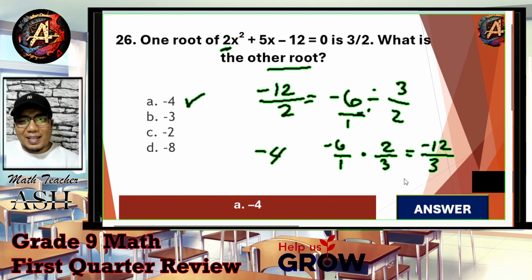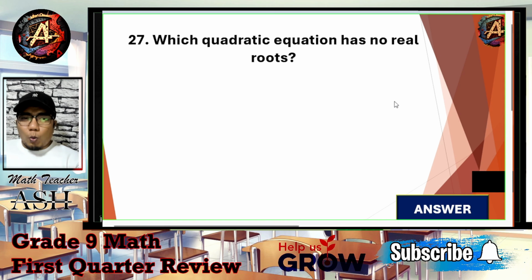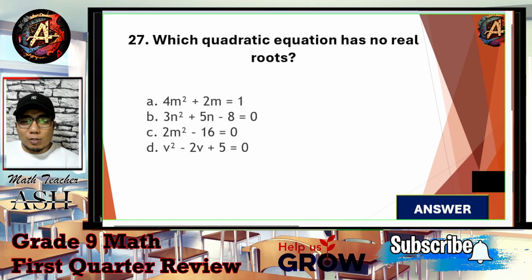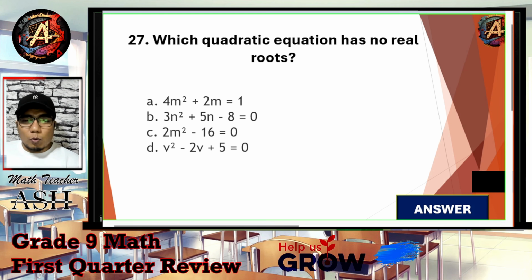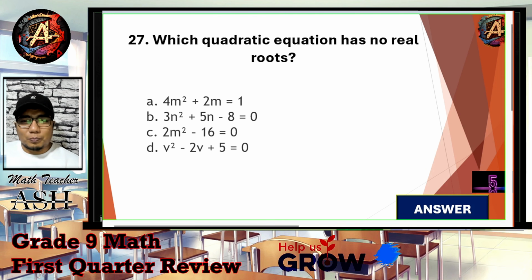Alright, my dear math learners, I hope you got that one. Now, let us go to question number 27. Which quadratic equation has no real roots? Is it A, 4m squared plus 2m is equal to 1, B, 3n squared plus 5n minus 8 is equal to 0, C, 2m squared minus 16 is equal to 0, or D, v squared minus 2v plus 5 is equal to 0? I'll give you 5 seconds to think about your answer.